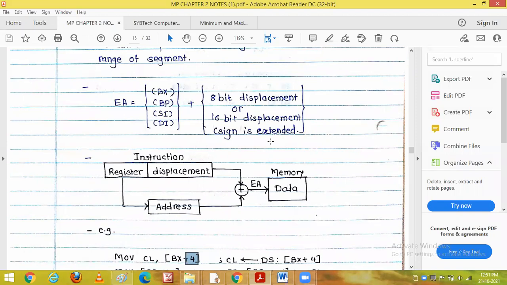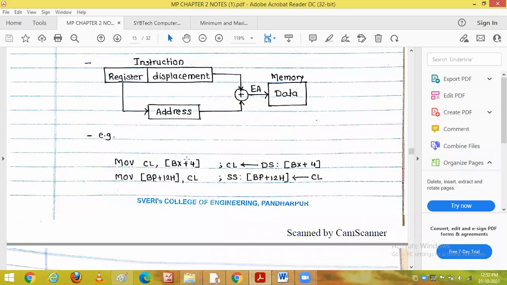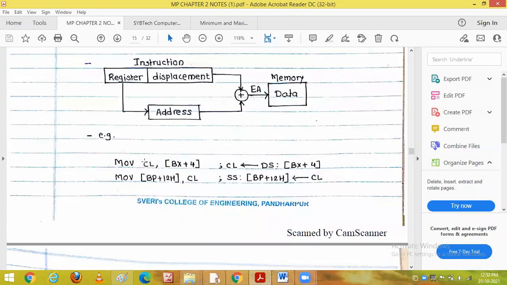Okay, in this way, in direct addressing modes you take only values; in indirect addressing modes you take only the register; and in relative addressing you take some offset value, a number like 4, which you also have to add.